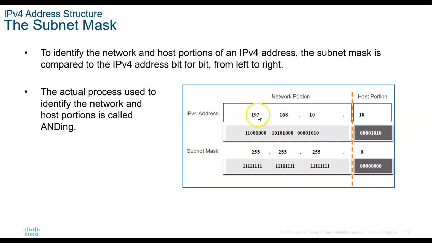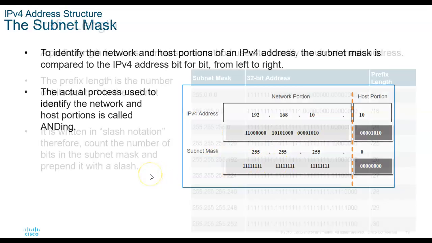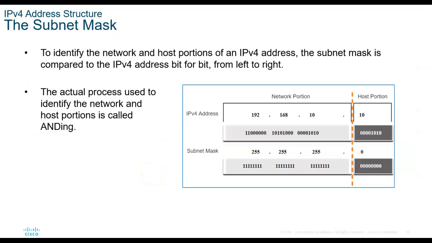We're actually going to use a process called ANDing to figure out what the network address is. It's basically 1 and 1 is 1, and then 0 and anything is 0. It's more like multiplication, and that's what the router does. It takes the network address and the subnet mask, and ANDs them together to figure out the network address.